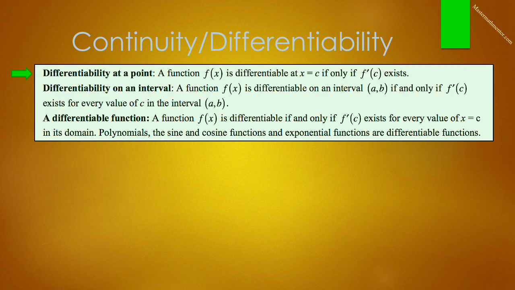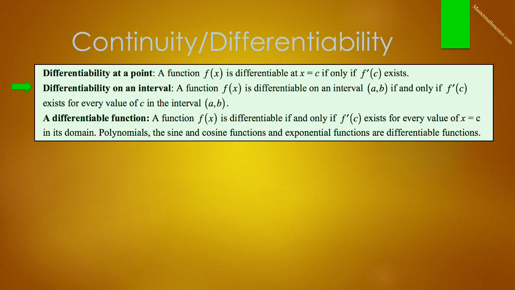There are some definitions and rules that we need to understand about differentiability. First, differentiability at a point. A function f of x is differentiable at x equals c if and only if f prime of c exists. This means that in order to prove that a function is differentiable at some point, we have to look to determine whether its derivative exists at that point. That is how we prove differentiability.